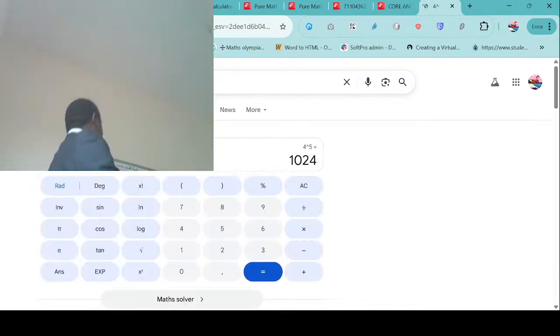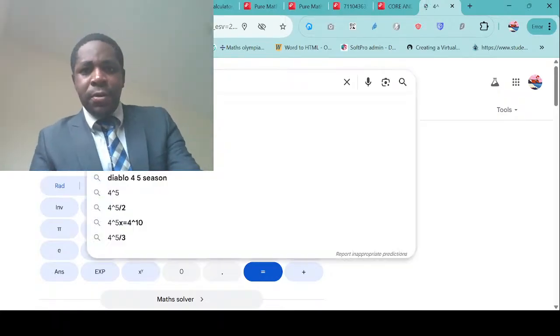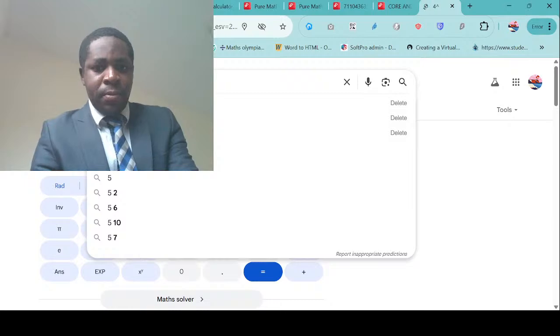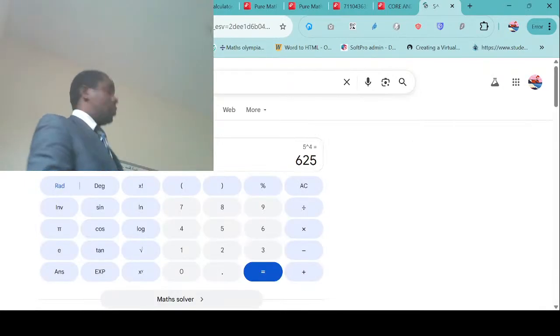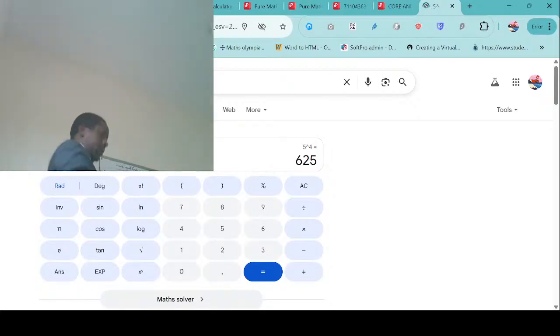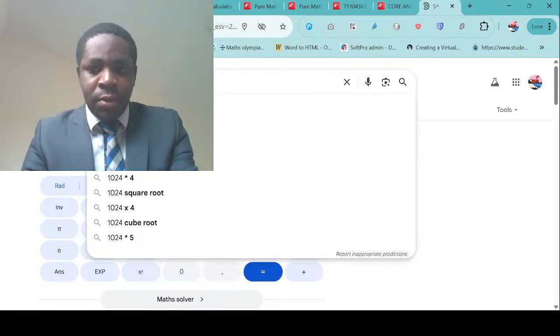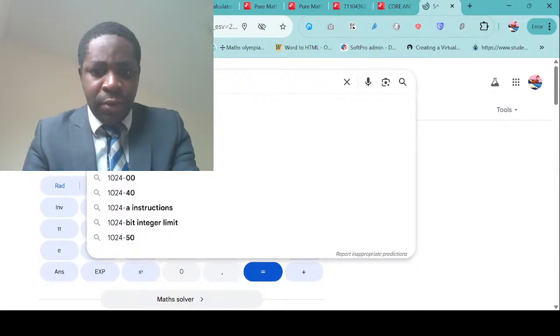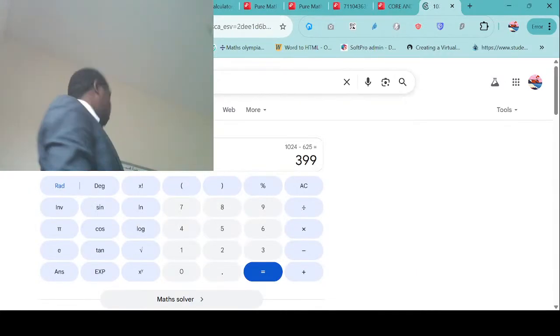Let's see what 1000... So 4 raised to the power 5 is 1024. 5 raised to the power 4 is 625. So the difference will be 1024 and 625. So that will give you 399.